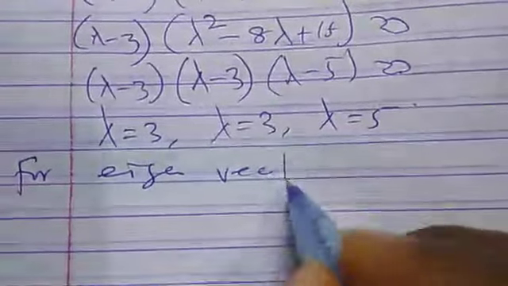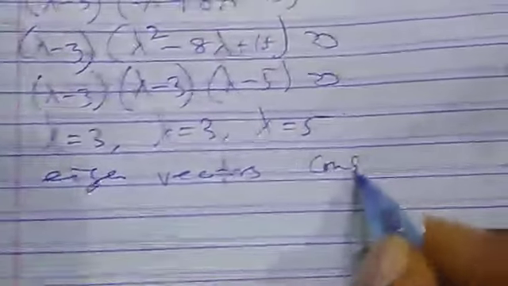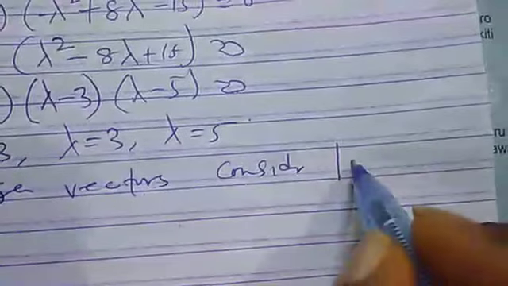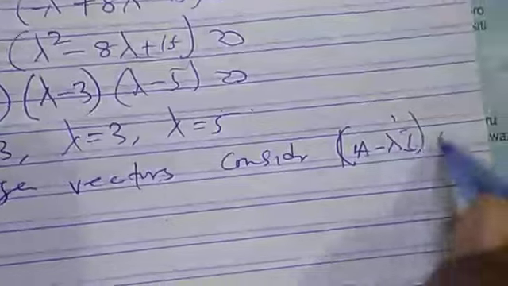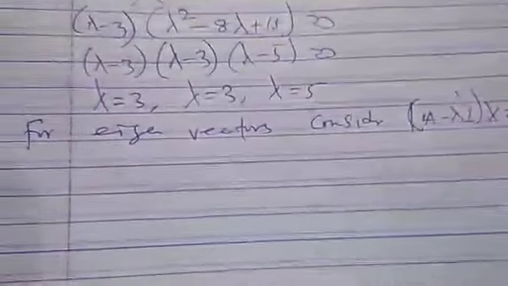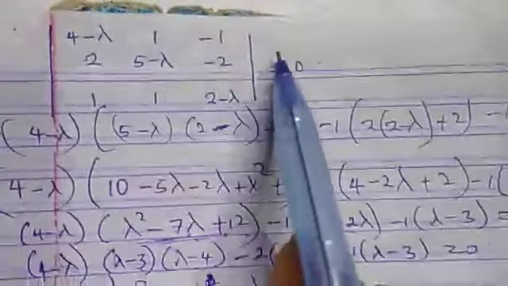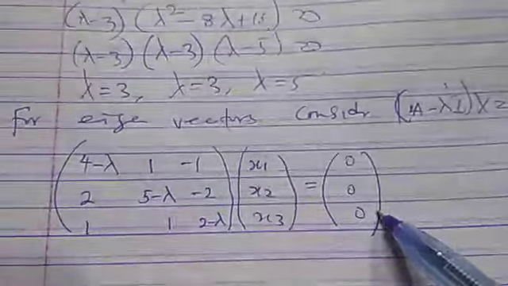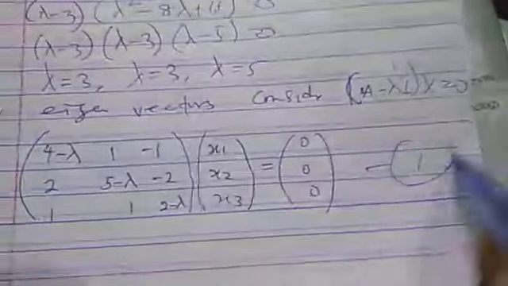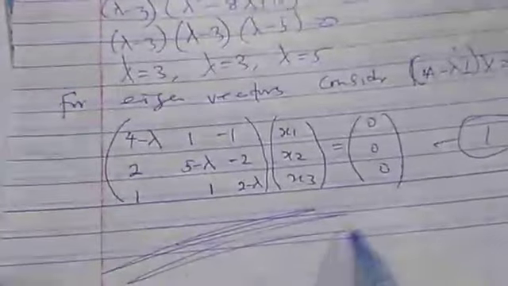For eigenvectors, we are going to consider the matrix (A minus lambda I) x equal to 0, and that is what we have done before. This is what we are going to be using to get our eigenvectors. Now let us first consider when lambda is equal to 5.